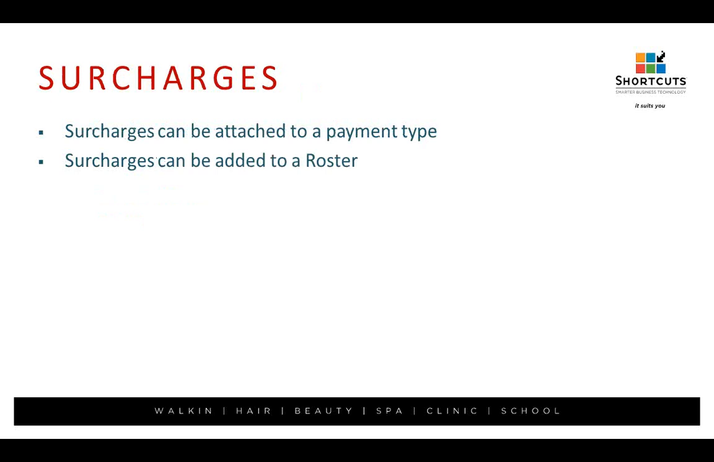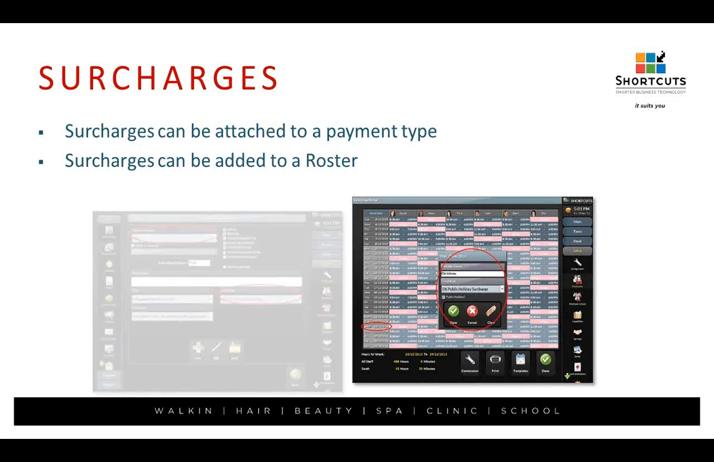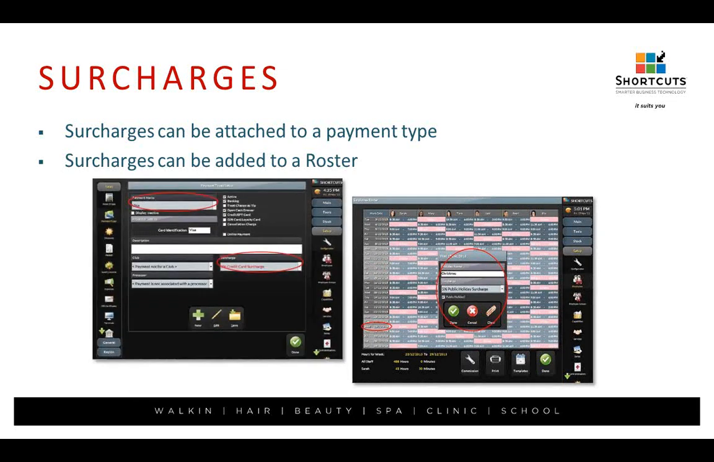So let's take a look at surcharges. What are surcharges? How do we set these up? In Shortcuts, you can actually attach a payment type to a surcharge. So let's say you live in an area where your Visas or your MasterCards, your American Express, whatever it is, get billed for an additional 1 or 2% whenever you process that transaction.